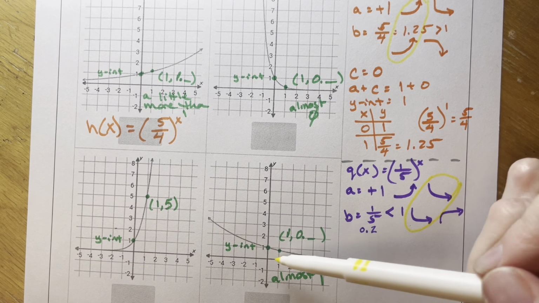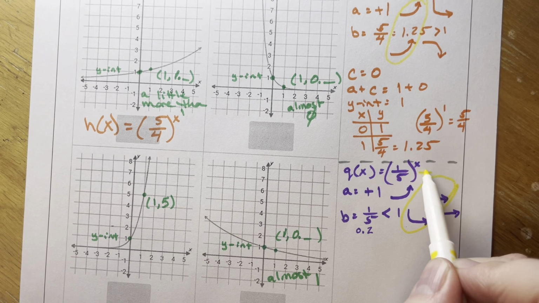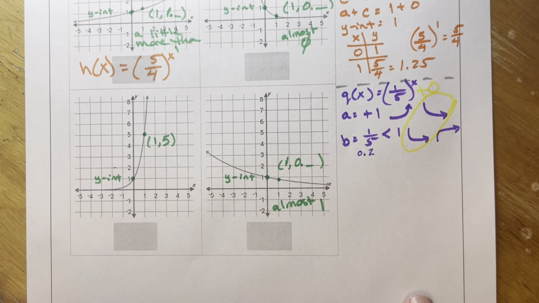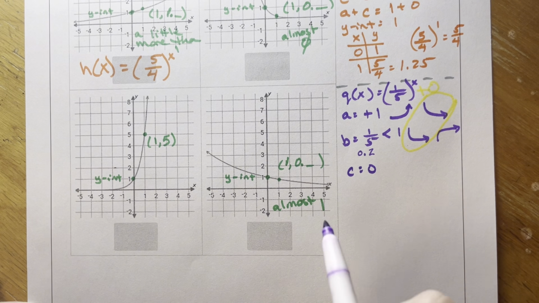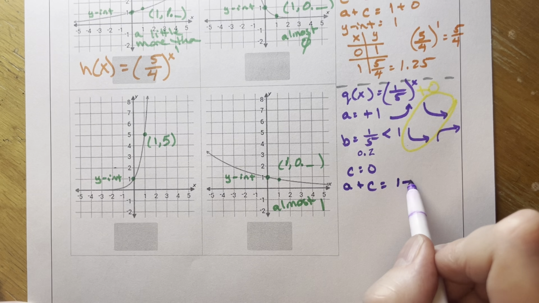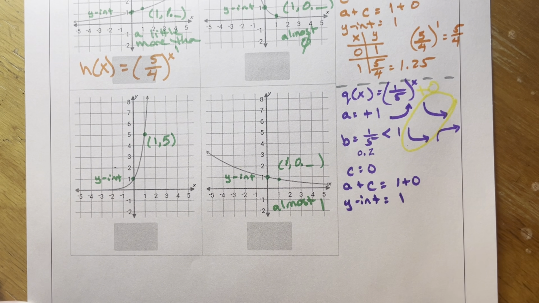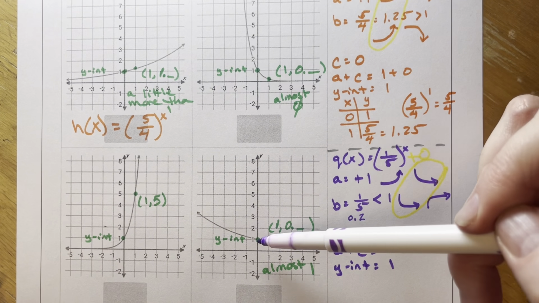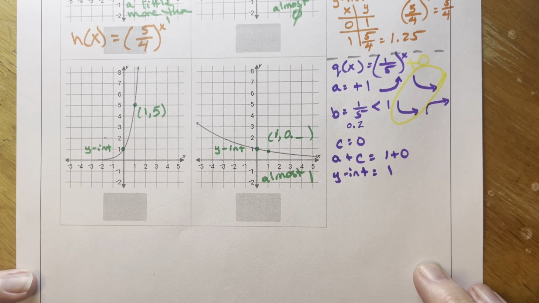So it's been trying to flatten out for a long time. All right. So now we need to look at C, and as there is nothing added or subtracted at the end of our equation, we know that C has to equal 0, which will in turn help us to find our y-intercept. So 1 plus 0, which means that our y-intercept is equal to 1. And both of these graphs have a y-intercept at 1. So that hasn't narrowed the search at this point.